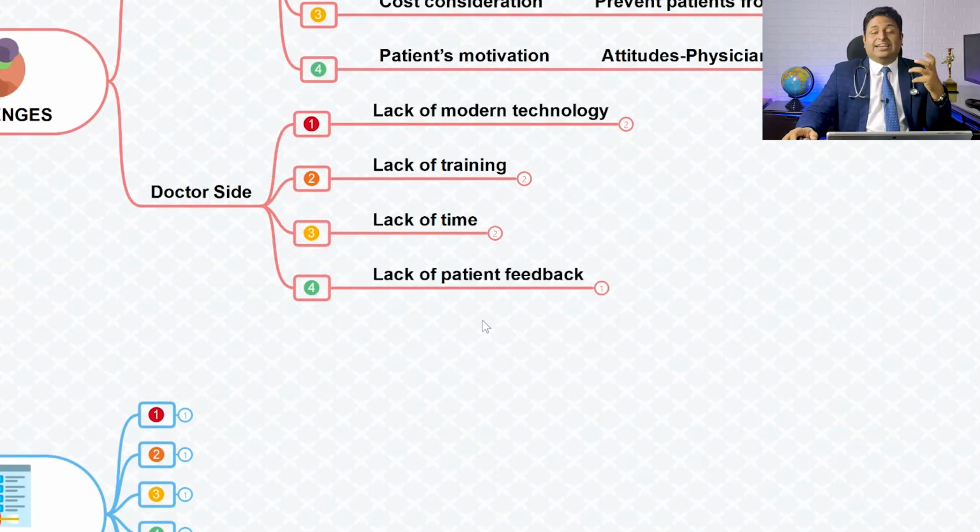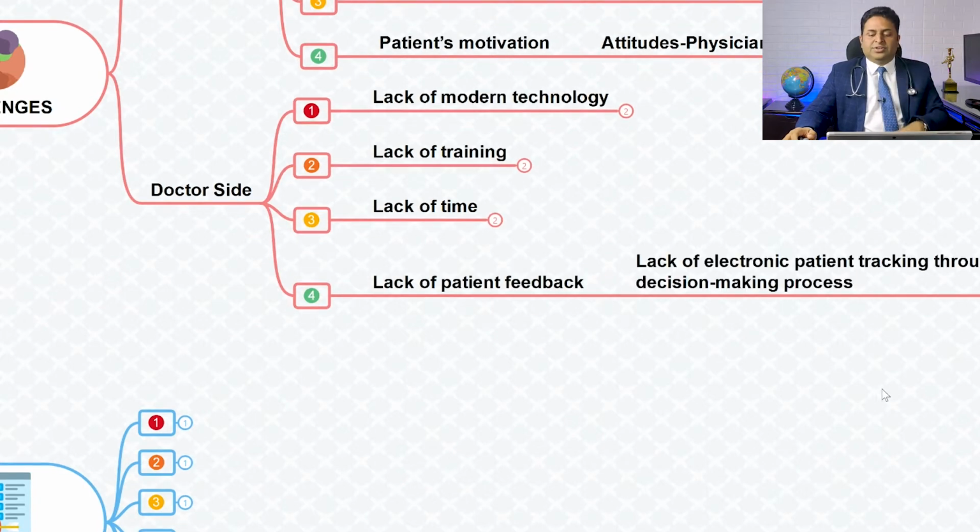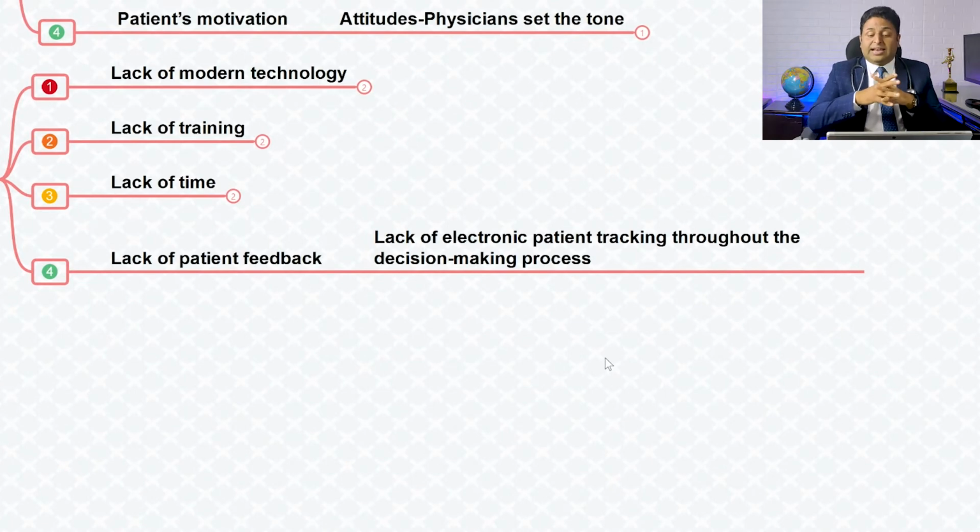If you don't get feedback from patients and don't understand what's happening in their minds, it becomes very difficult. So there is a lack of electronic patient tracking, and this becomes better when we do patient tracking throughout the decision making process, right? Once we do that, we get the right feedback and the right answers on what type of problems we have to tackle, right? So this is very important to understand.